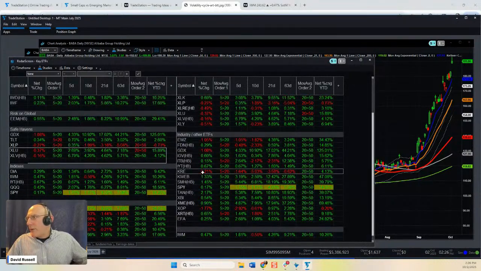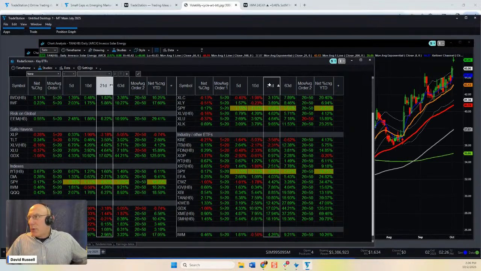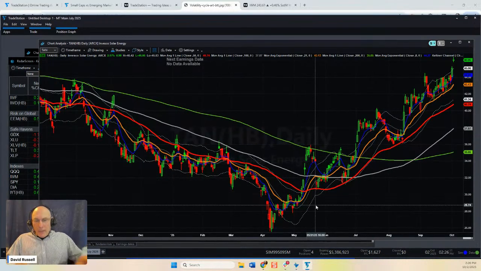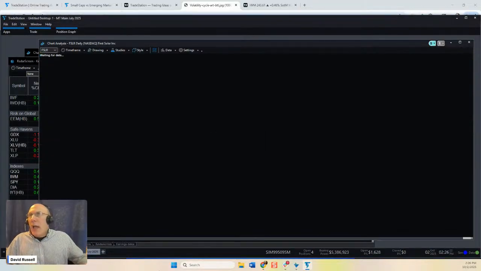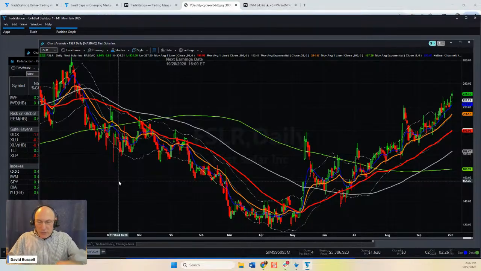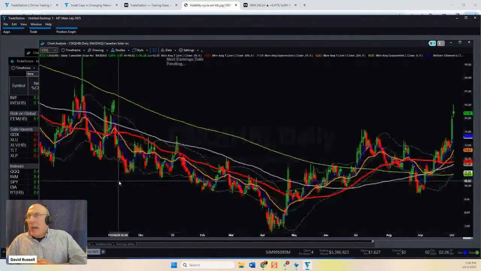When do we have it over here? It's on our, here you go. Look at TAN. Look in the last 21 days. TAN has been outperforming in the last 63 days and 21 days. And some of these names also, First Solar and Canadian Solar, CSIQ. These two have been showing some strength.